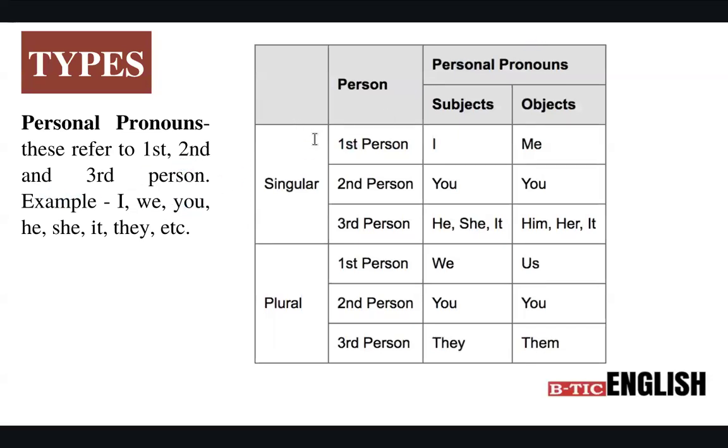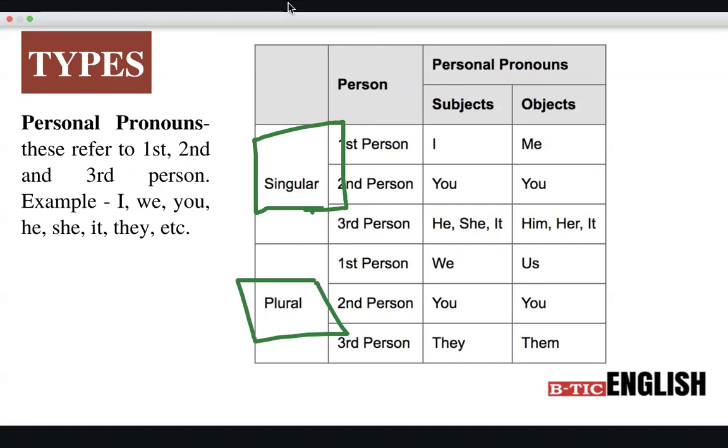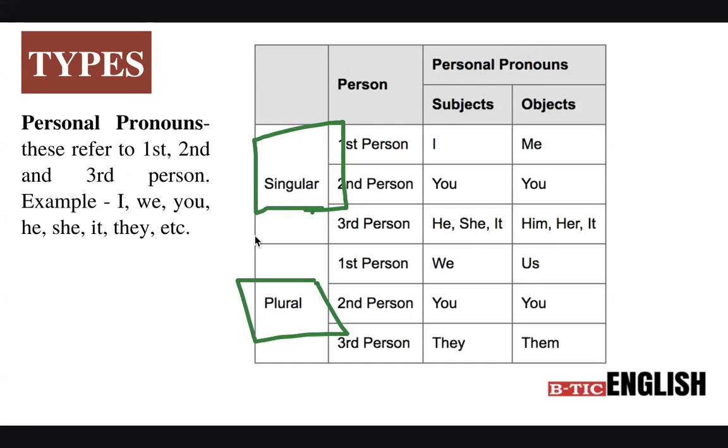Let's look into this table. So in this table, we have 3 rows. 2 rows are the important ones, which are singular and plural. What does singular mean? Singular means we're talking about one person. Plural, more than one person. And then you have the type of person, whether it's first person, second person, and third person, and subject and object.